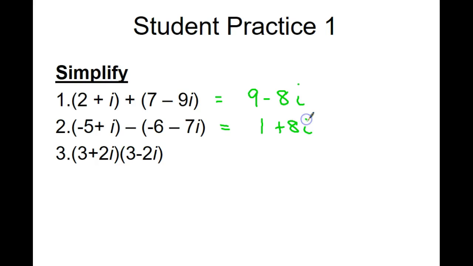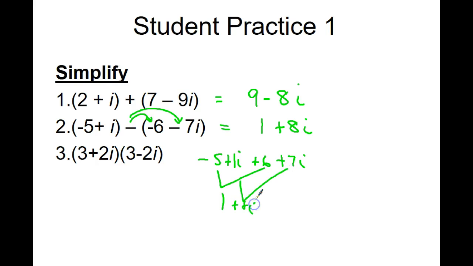Good. Okay. I will offer to go through that one because somebody didn't know it. So this one, you're going to distribute your negative here, which changes our problem to negative 5 plus i. And the 6 becomes positive now, and the 7 becomes positive. And so when you combine these, this makes 1. And 1i and 7i makes 8i. And so that's why it is correct. All right, let's move on to the last one.